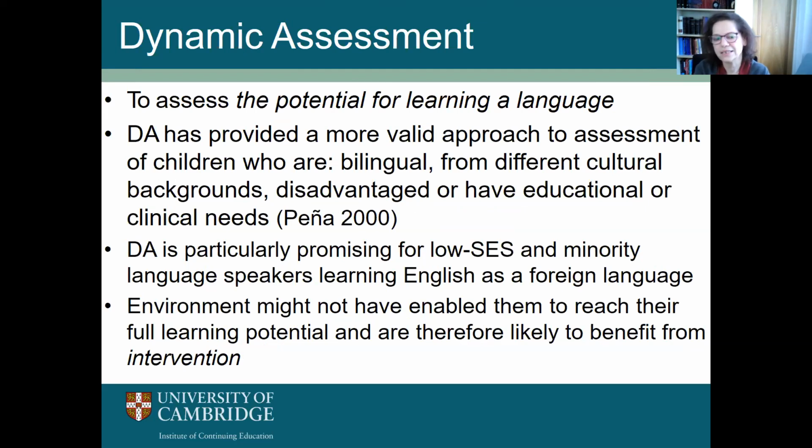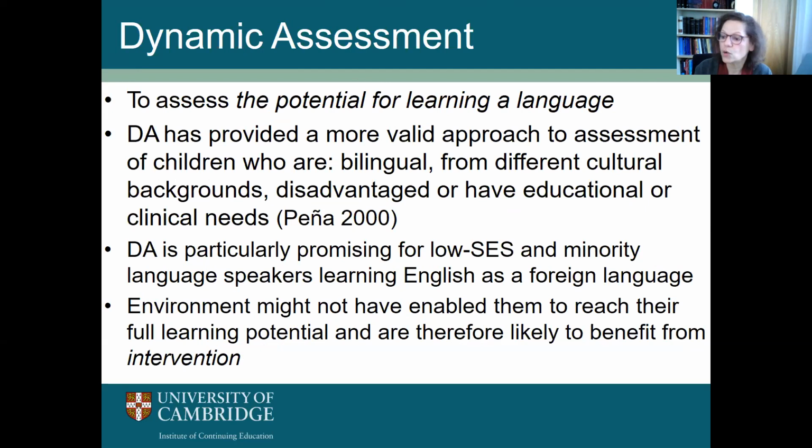So finally, I just want to mention one type of assessment that has been developing in the last 10 years and is gaining ground, which is dynamic assessment. Dynamic assessment is actually not looking just at the goal and the end result of learning, but it looks at the potential for learning a language in a learner. So it focuses on the learner.